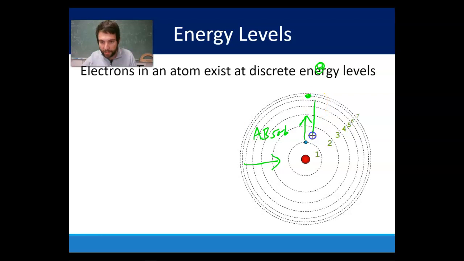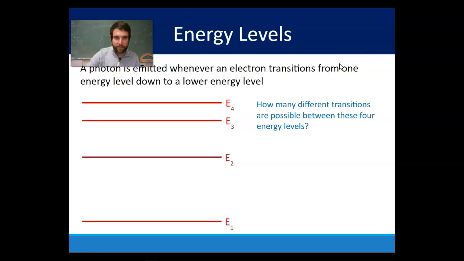And then when it does that, it's going to drop back down, perhaps all the way down to 1, or maybe it's just going to first drop down to 4. Whenever it drops down energy levels, it's going to emit a photon. So this is the emitted energy right here. And what this will produce is the emission spectra, because the energy comes in, the electron is ionized, and then it drops back down energy levels and emits a photon, creating the emission spectrum. A photon is emitted whenever an electron transitions down from one energy level.